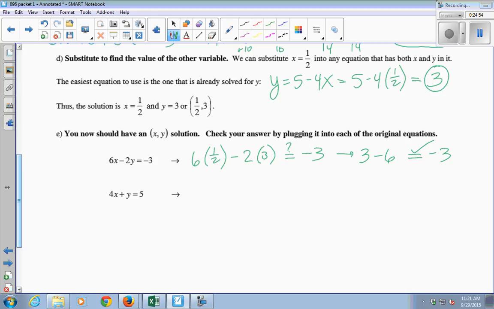All right, and then I have to check the other equation too. Plug into the other equation, replace the x with a 1/2 and the y with a 3. Does that actually equal 5? Does 4 times 1/2 plus 3 equal 5? Yeah, because 4 times 1/2 is 2, and 2 plus 3 is 5.